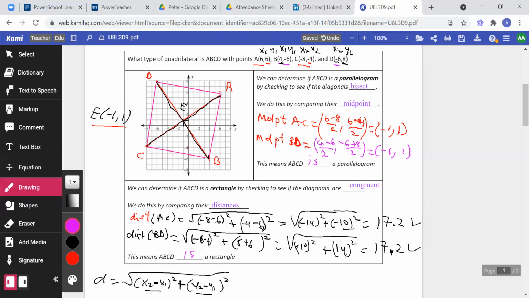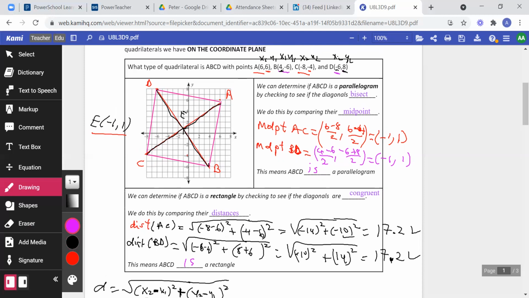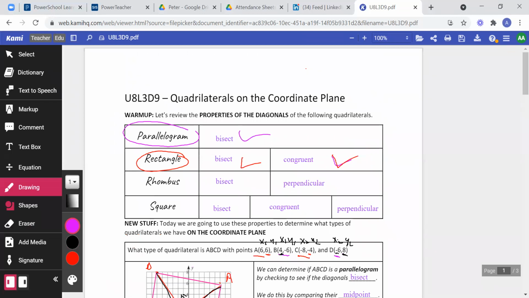Since the quadrilateral is a parallelogram, because we're able to see that the diagonals bisect, they meet at the same point E, (-1, -1, 1). And we're able to show that this parallelogram is also a rectangle because the diagonals have the same distance, AC equals BD. For us to show if it's a rhombus, this is what we needed to show.